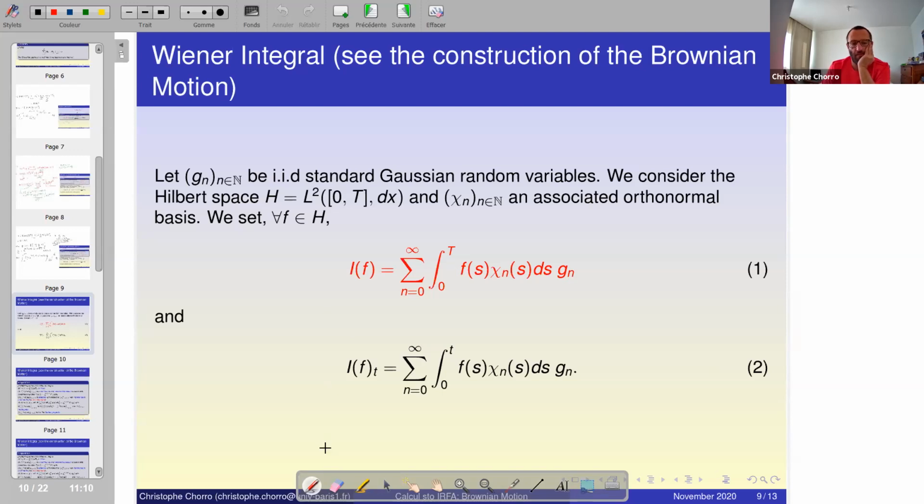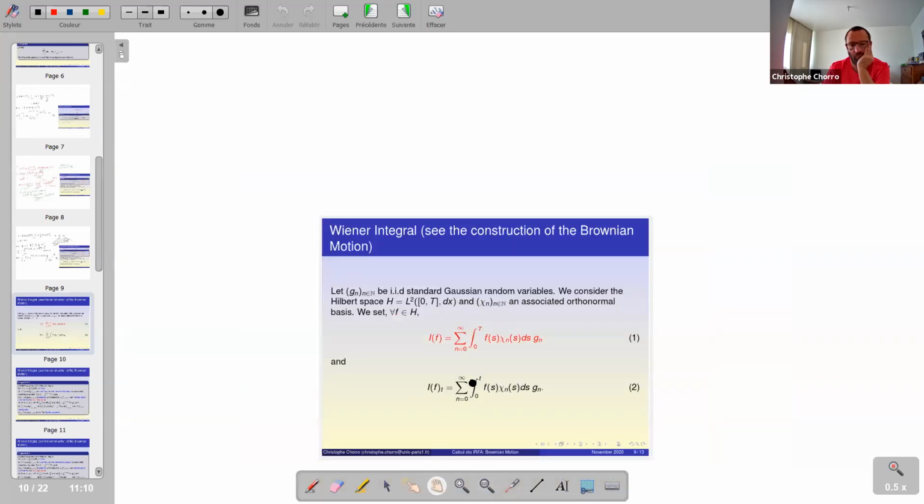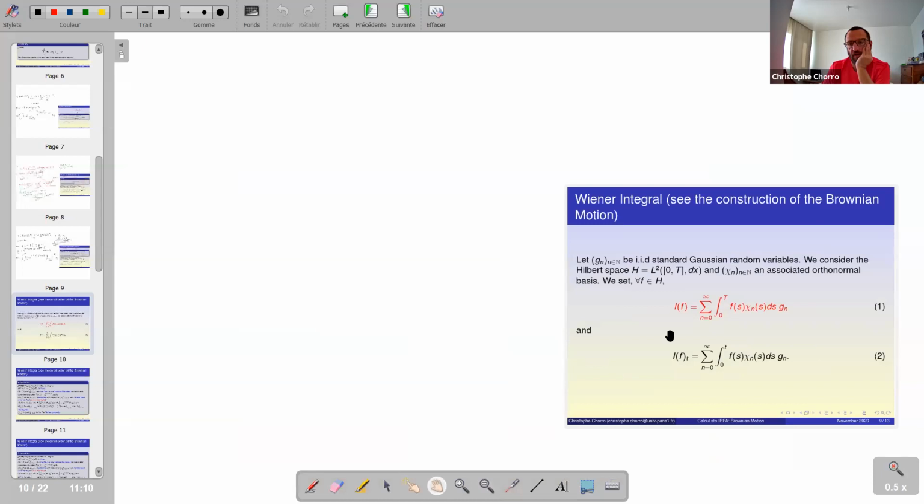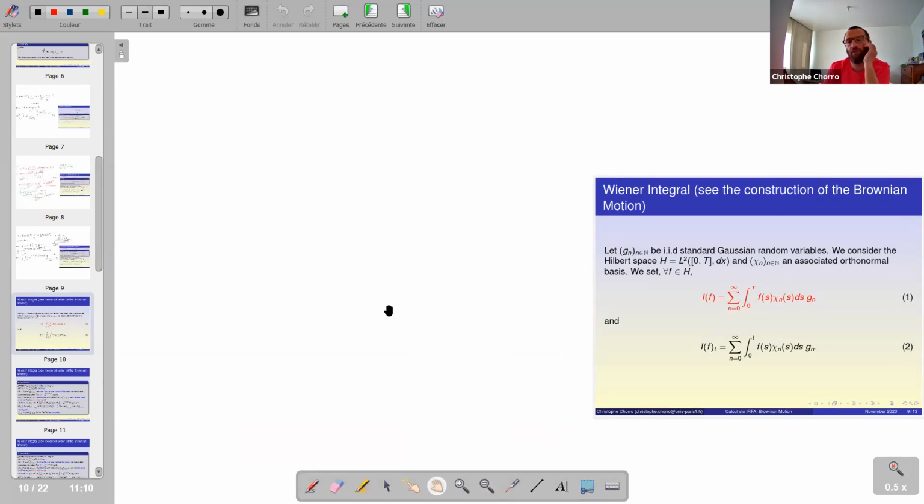Okay, so now what we are going to do for the end of this session and the next two sessions is to give sense to this kind of quantities. It's what we call giving sense to the stochastic integral, also called the Ito integral.